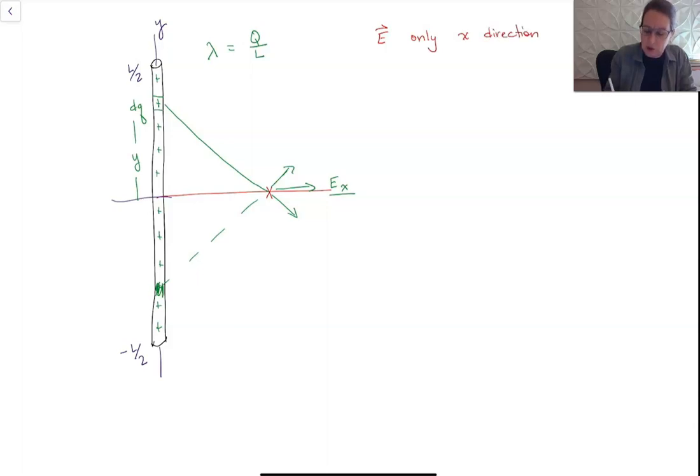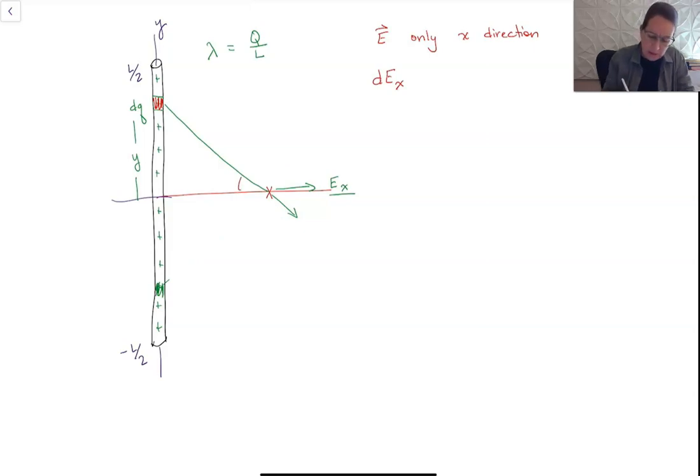And so that means we just need to find the little bit of the electric field in the x direction due to this little bit of charge here, and then we add that up to find our total electric field in the x direction. Okay, so we're going to focus on just this one setup.